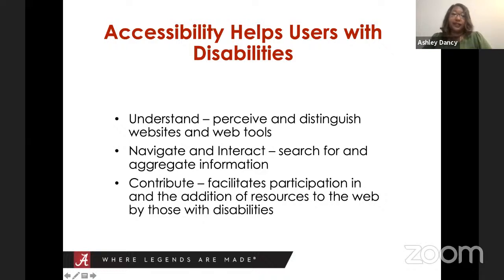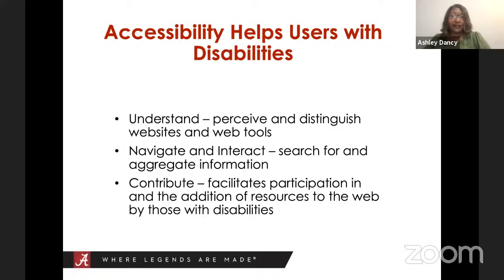Accessibility helps users with disabilities. It helps them to understand, and that means perceive and distinguish websites and web tools. It helps them to navigate and interact with websites and web tools by means of using search or using a screen reader, navigating with keyboards and things of that nature. It also helps them aggregate information that they can then use to apply to their knowledge needs, be them students or adults or anyone that needs access to the internet. We want everyone to have access to the internet in an equal way because we all use it every day.